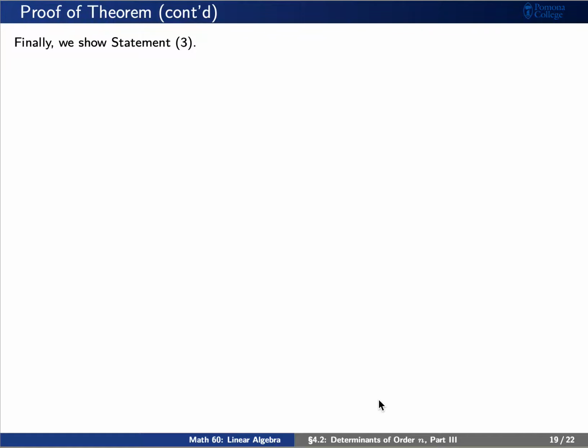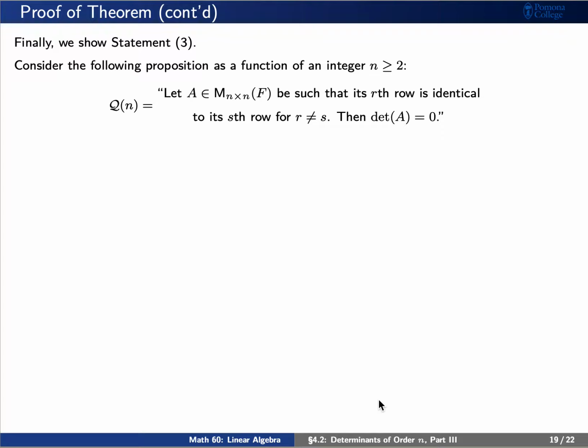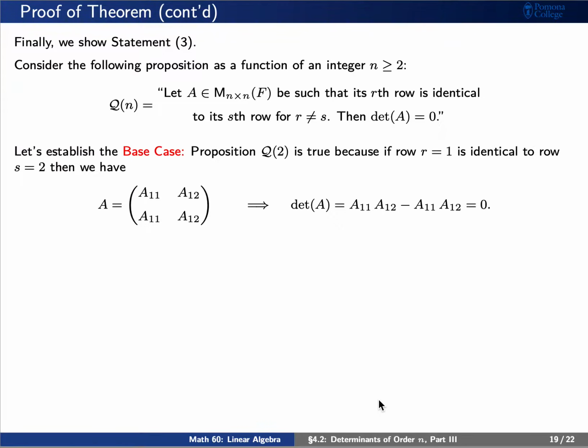Now let's finish things off by proving statement 3, which we'll also do by induction. We'd like to prove that if we have two identical rows, then the determinant is 0. So let's consider the following proposition. Let's say that A is an n by n matrix such that row r is equal to row s for some r different from s. Then the determinant is 0. When n is equal to 2, that is our base case, it's easy to check that the determinant is 0 just by explicitly working out what happens when row 1 is equal to row 2.